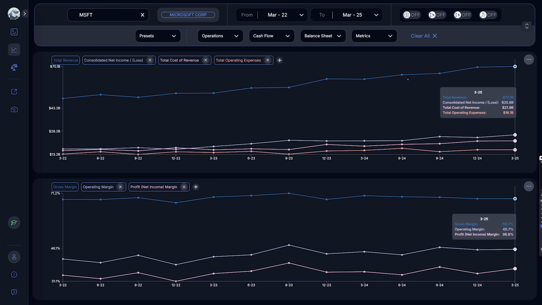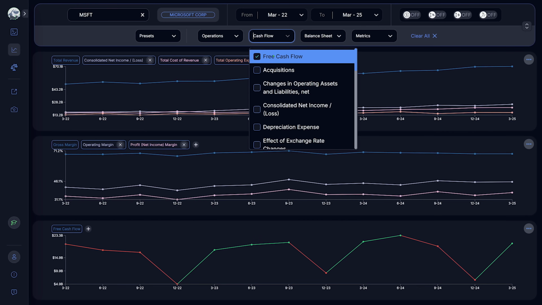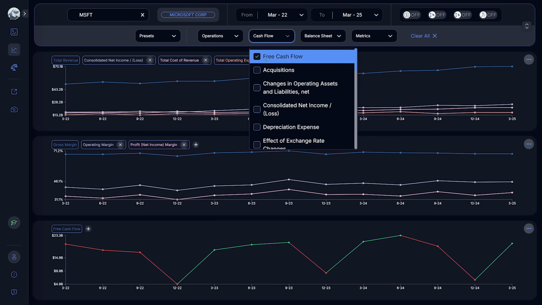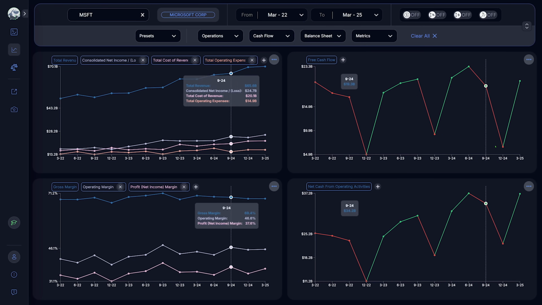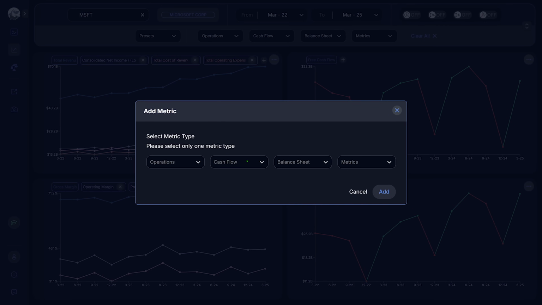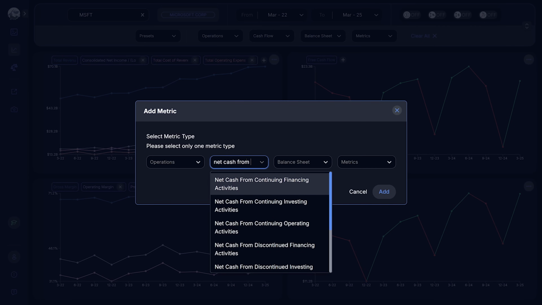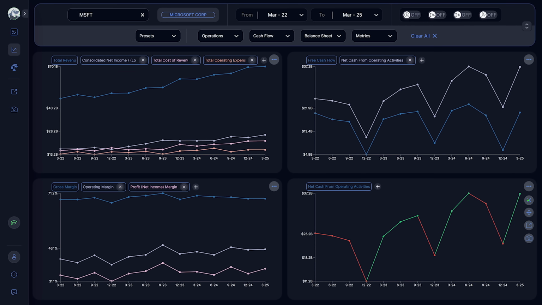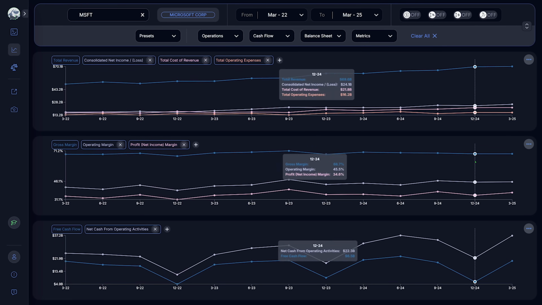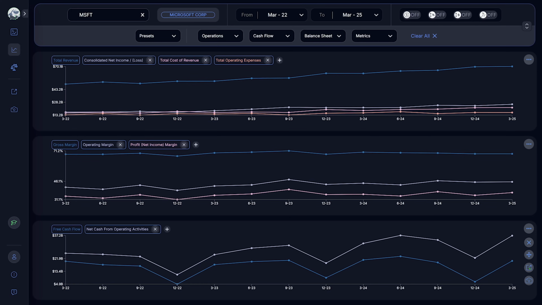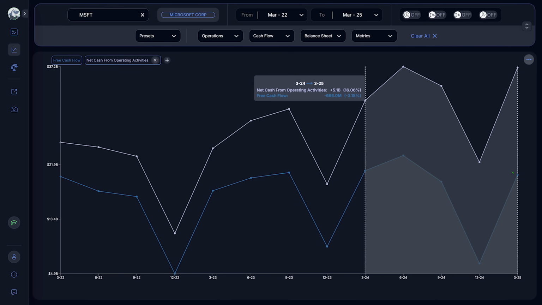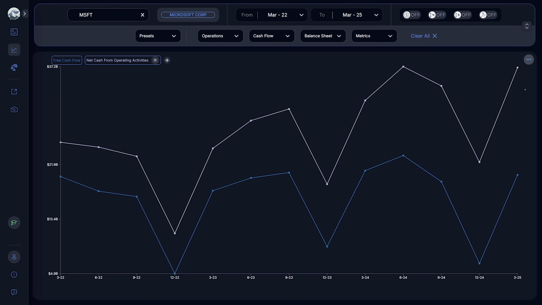Moving on. Looking at free cash flow and net cash provided by operating activities. Let's put them on the same graph. The screen got a little busy now, so let's zoom in on the graph that we want to study. Let's now zoom back out to move on.